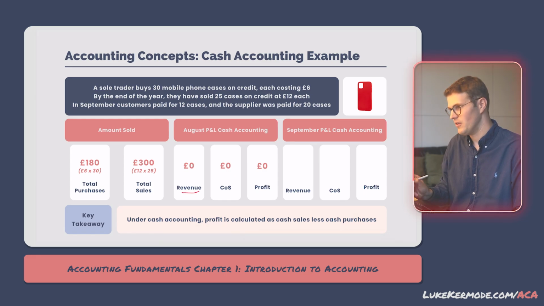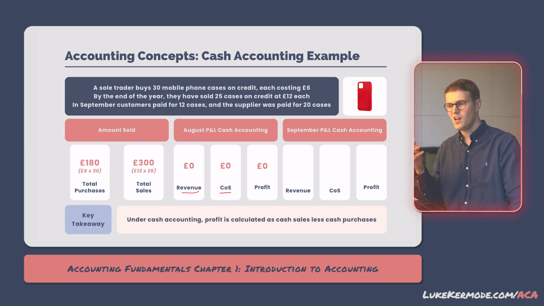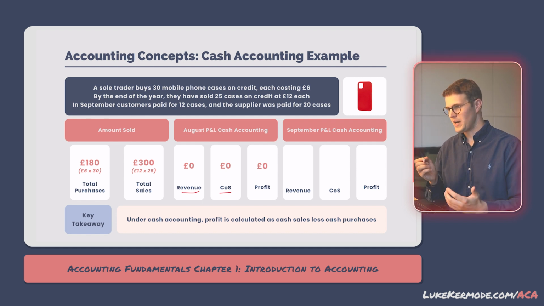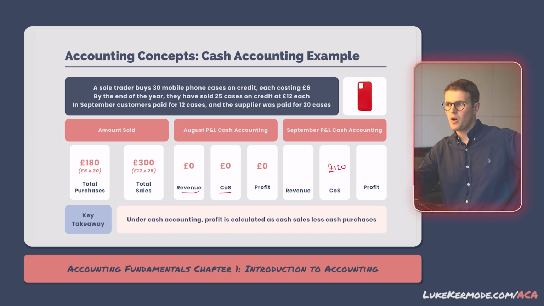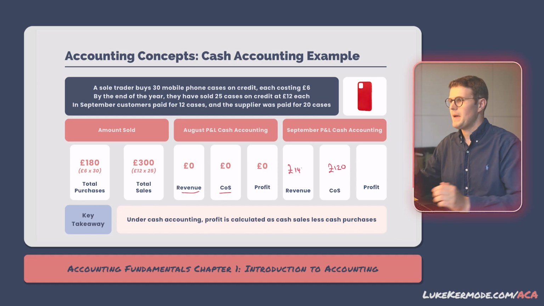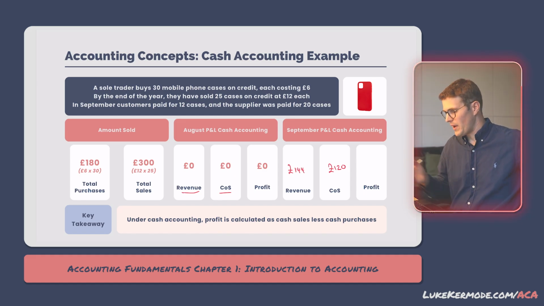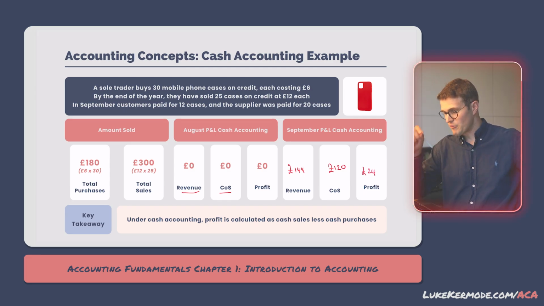They record 0 revenue and 0 sales because no money has actually changed hands, no cash has been exchanged. But if we fast forward to September, say that the trader pays the supplier £120 for 20 cases, and 12 customers pay their invoices, generating £144 in cash sales, what gets recorded? Well, we have £144 worth of revenue, £120 worth of cost of sales, and therefore we generate £24 worth of cash profit. And that revenue, that cost of sales and that profit is solely based on cash movement in and out of the business.